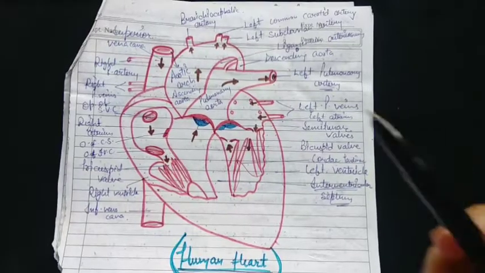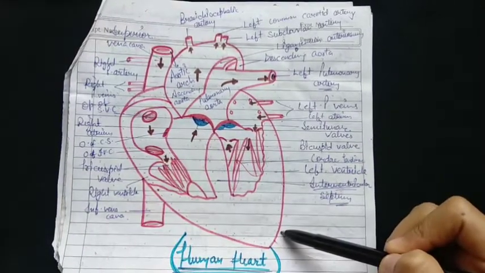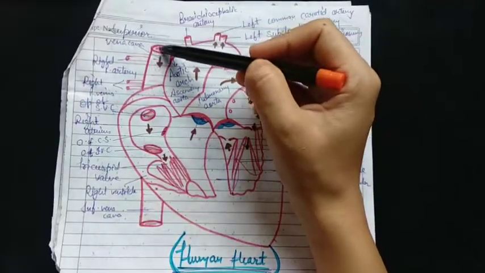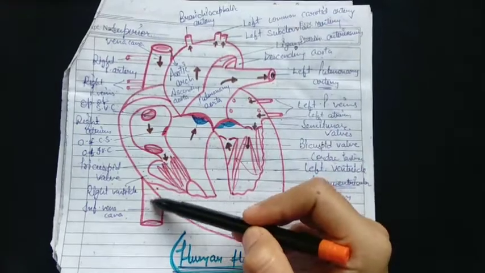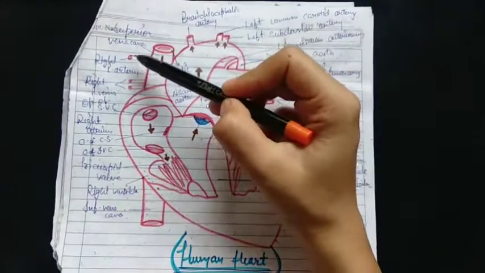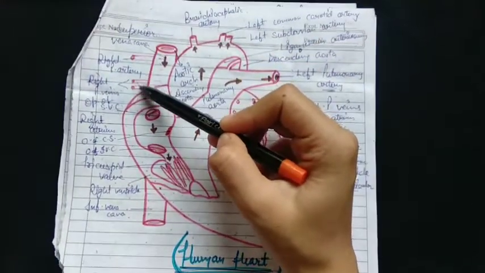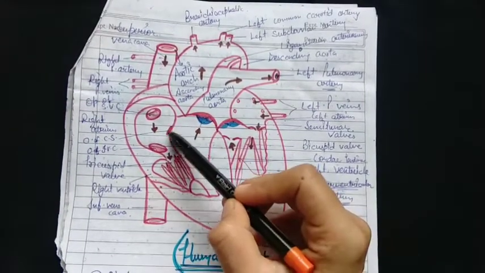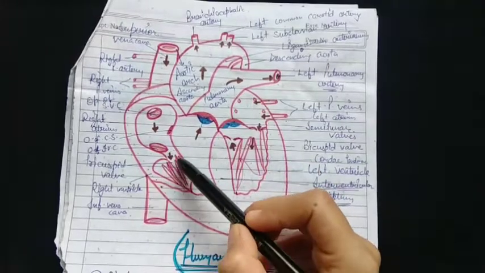Now, this is the internal structure of the human heart. So let's talk about the labelings first. Starting with this point, this one is the superior vena cava. This one is the inferior vena cava. This one is the right pulmonary artery, right pulmonary veins, opening of superior vena cava, opening of inferior vena cava, opening of coronary sinus. Then this one is the tricuspid valve.